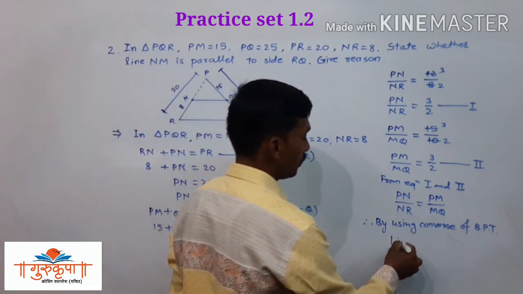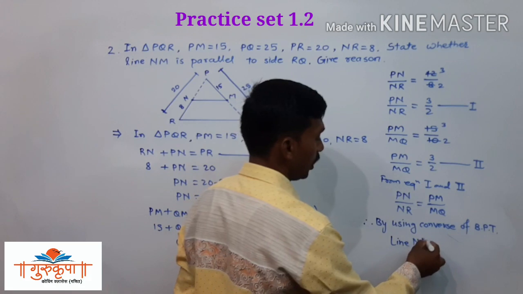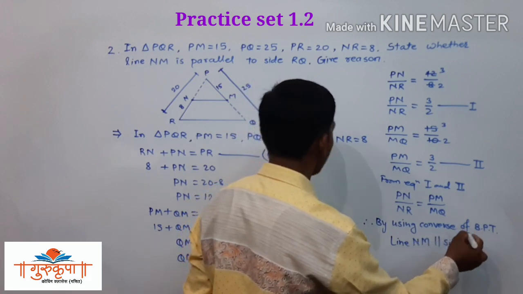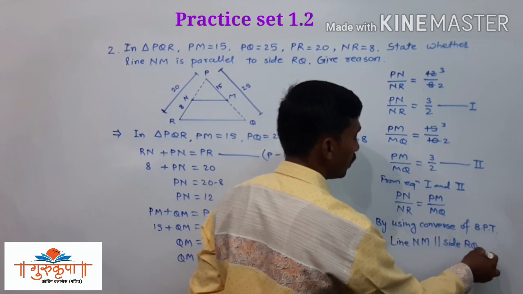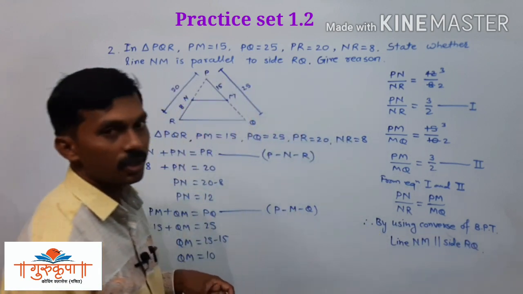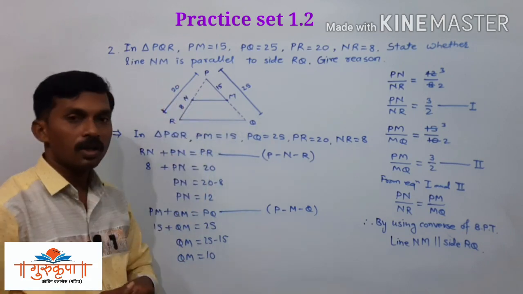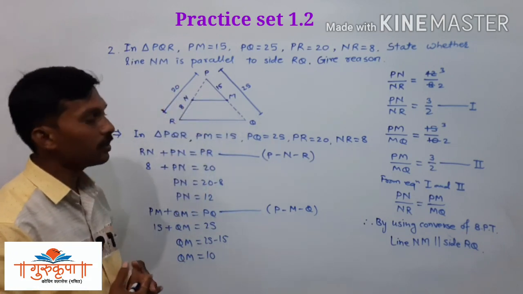Line NM is parallel to the side RQ. That is what we have to determine. We determined that this NM is parallel to RQ. So this is all about the second question.